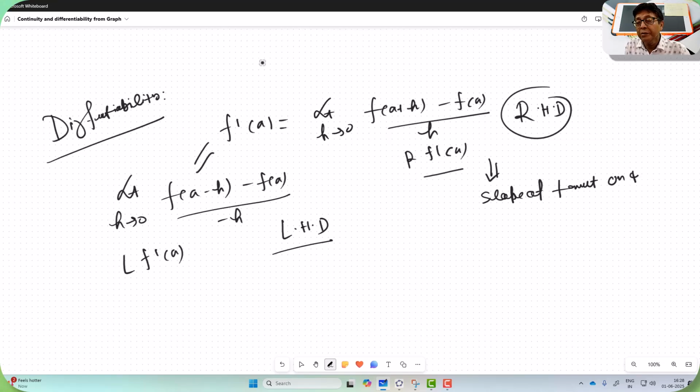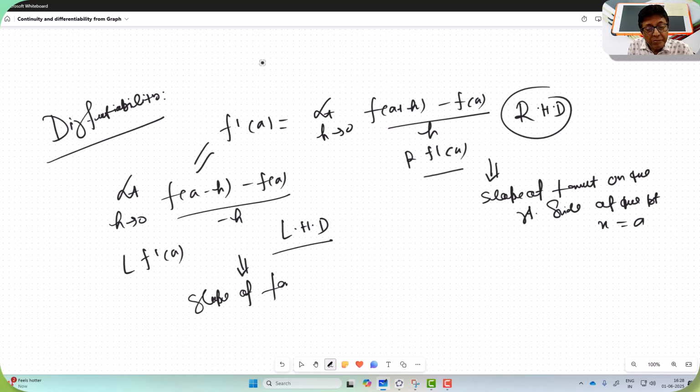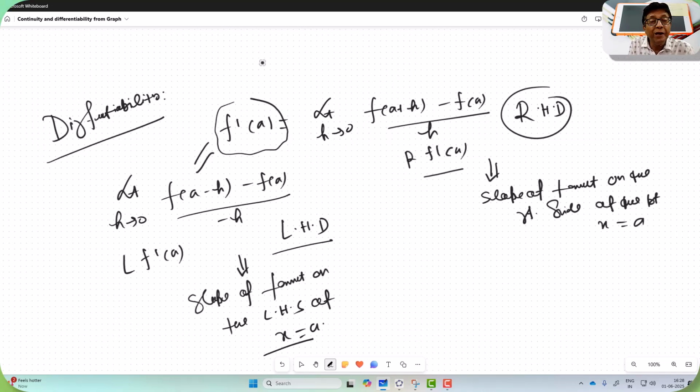Okay, on the right side of the point x equal to a, and this one is what? The slope of tangent on the LHS of the point x equal to a. If these two have unique value, differentiability means they have a unique value which we define as f dash a, or the value of dy by dx at x equal to a. If they have unique value, then you say that the function is differentiable over there.